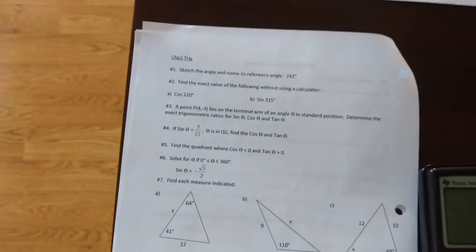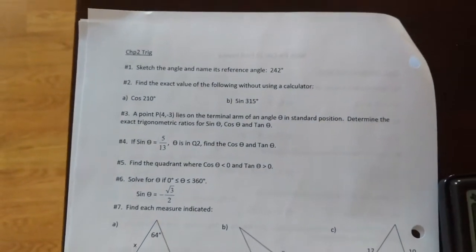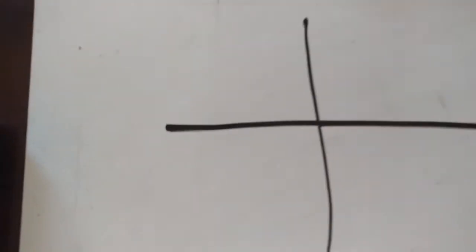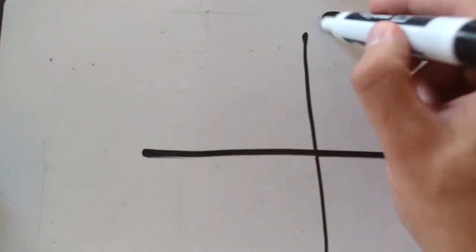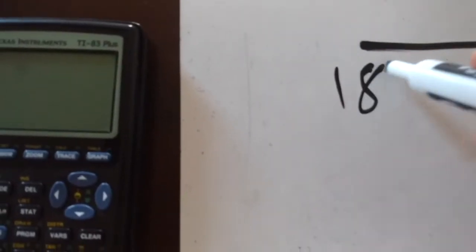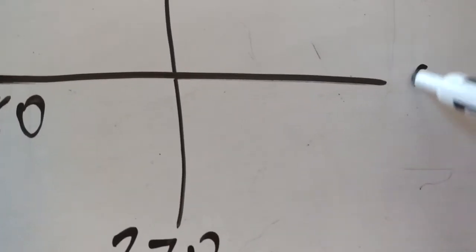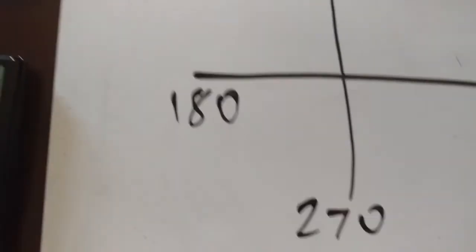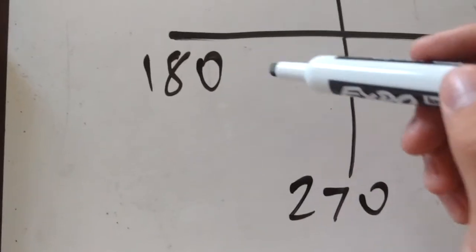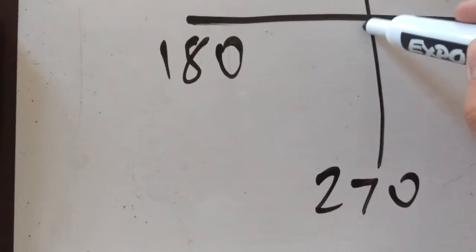Anyways, question number 1. Sketch the angle and name its reference angle, 242 degrees. If we're going to sketch that, first of all, let's just remember our quadrants. This is 90 degrees up here, this is 180, this is 270, and that brings us back to 360 or 0 degrees over here. If our angle's 242 degrees, that means we're going to be somewhere between these two, a little bit closer to 270, so I would say right there.